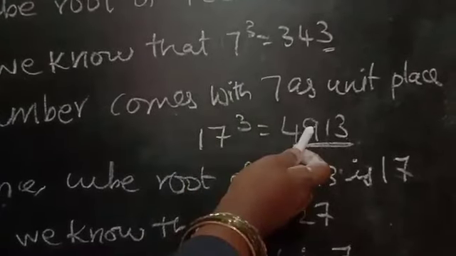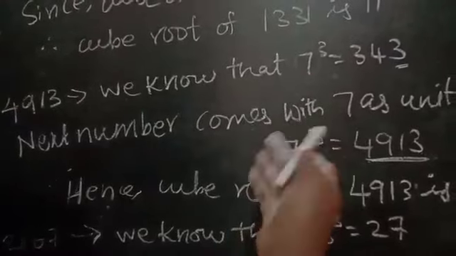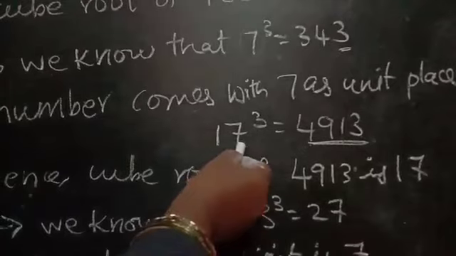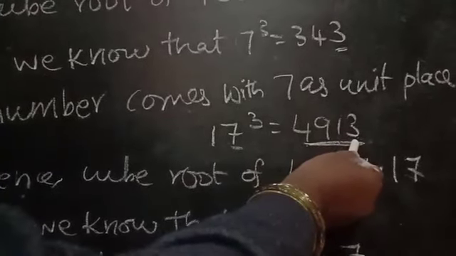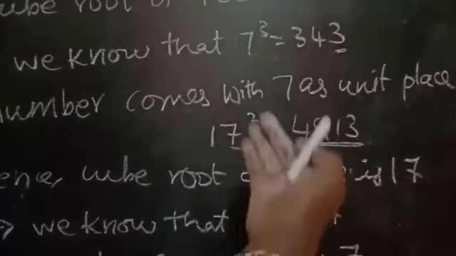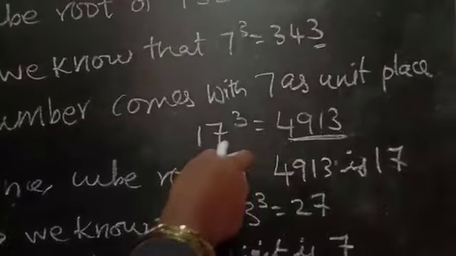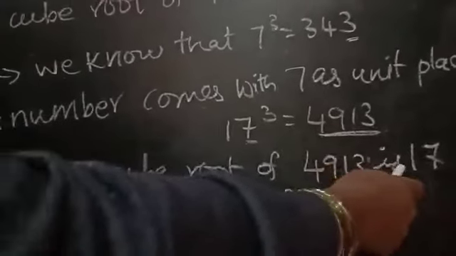Suppose this number was not there in the question, again 27 cube we should find, again 37 cube, 47 cube like that. Because 7 is there here, we will get 3. That is confirmed. So we have to try next when 7 comes. So in this particular sum, 17 only we got as the answer. So cube root of this number is 17.